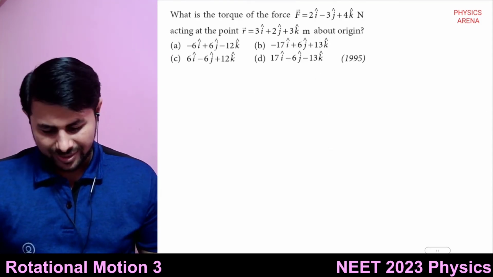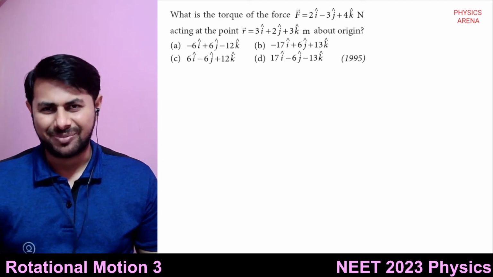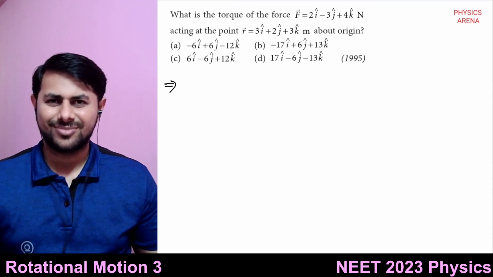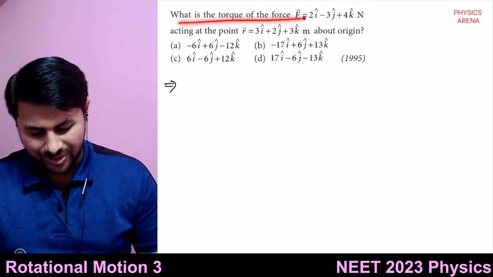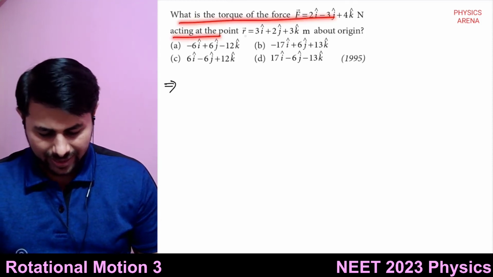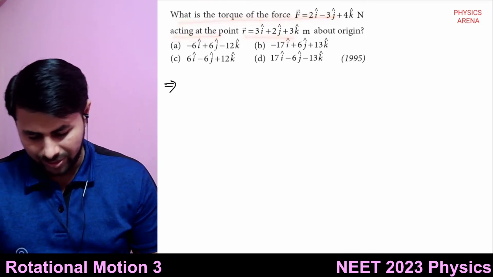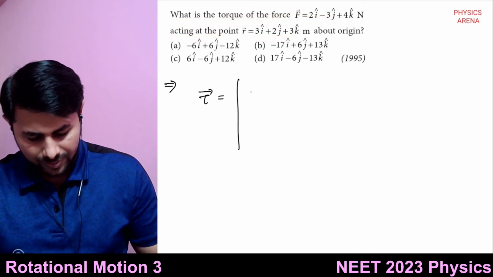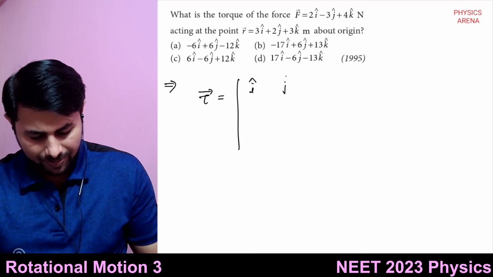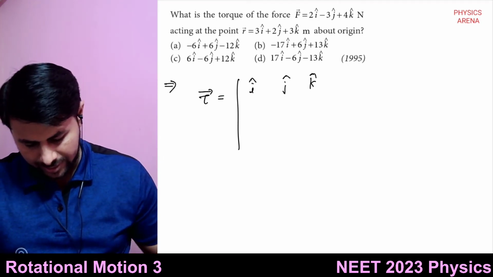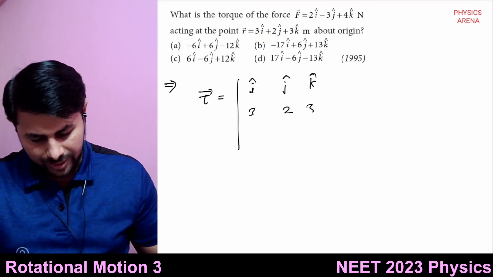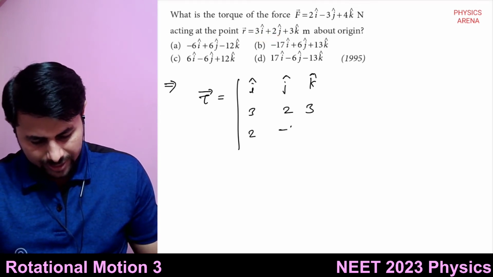Okay. The next one, again the same question. So let's do one more vector product. What is the torque of this force acting at a point, about the origin? Torque is equal to the determinant of I cap, J cap, K cap. Then R bar is 3, 2, 3, and force is 2, minus 3.